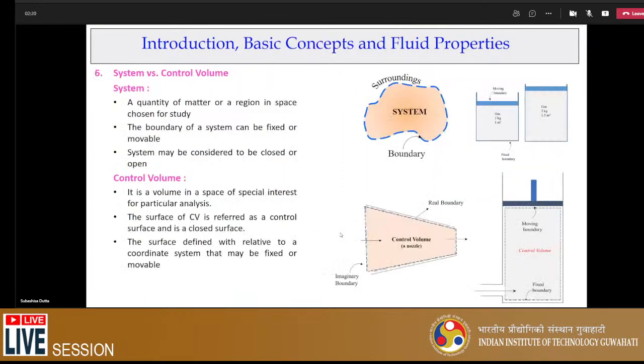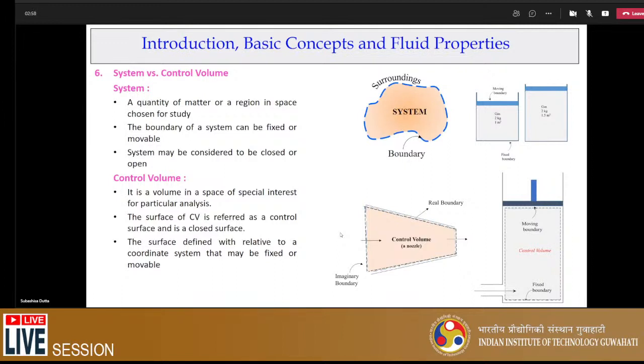Another question we saw is what is the difference between a system and a control volume. The system is a control mass. As you have studied in engineering mechanics, those are system-level analyses. That means you consider a particular mass and apply the conservation equations like linear momentum, angular momentum, and energy equations to solve for the trajectory, the frictional forces and all those things.